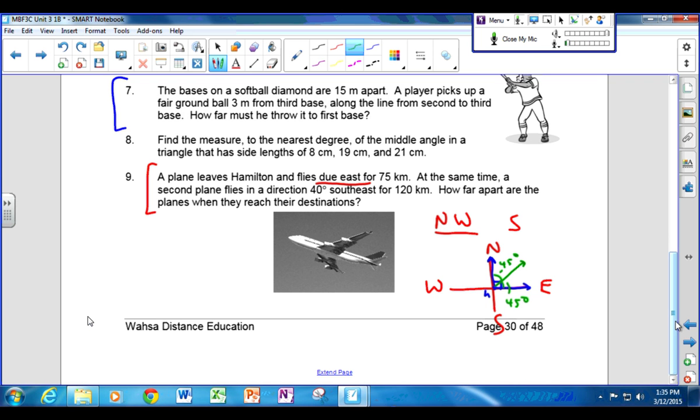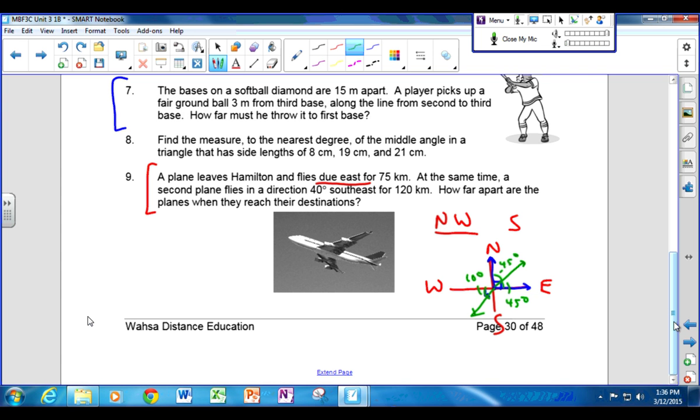Now, sometimes they'll give you a direction. They won't just say northeast. They'll say a certain number of degrees, or maybe they'll say west 10 degrees south. What they mean is that it's southwest, but it's 10 degrees from due west, 10 degrees towards the south. It's a very fancy way of saying the angle of depression, going west 10 degrees.